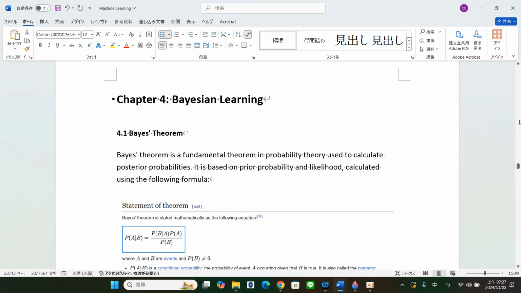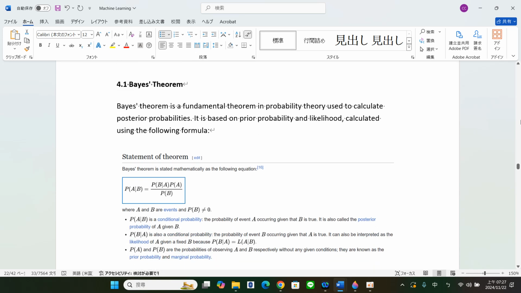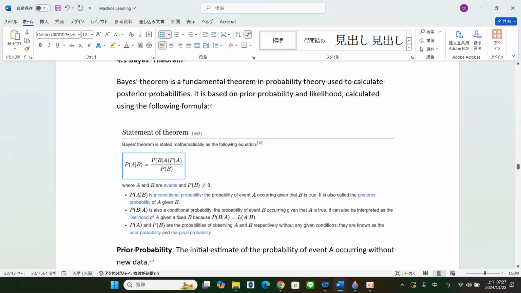Bayes' theorem is a fundamental theorem in probability theory used to calculate posterior probability. It is based on prior probability and likelihood, calculated using the following formula. The statement of the theorem is like this. Bayes' theorem is stated mathematically as the following equation, where A and B are events and P(B) is not equal to 0.